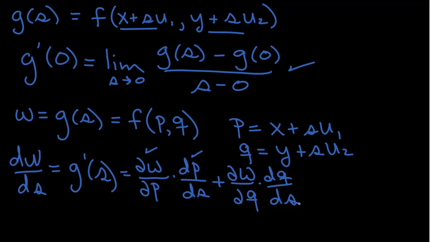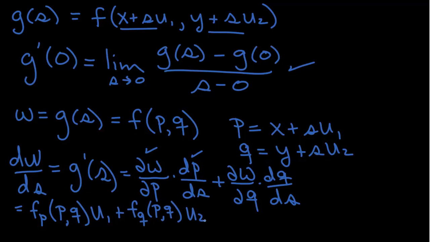Is everybody with me on this? Okay, now I'm going to come back and look what I have here. What I have now is this, partial of w with respect to p. Well, this is f sub p, p, q. Now, what is the partial of p with respect to s? It's just u1, right? Do y'all see that? And what is the partial of w with respect to q? Well, it's going to be f sub q, pq, and then this is going to be u2. We're almost there. Look at what we have here.